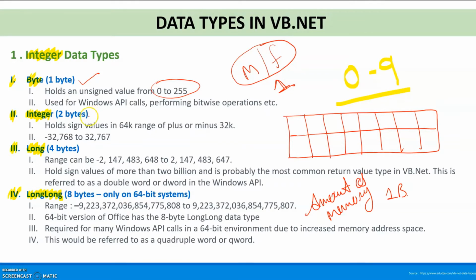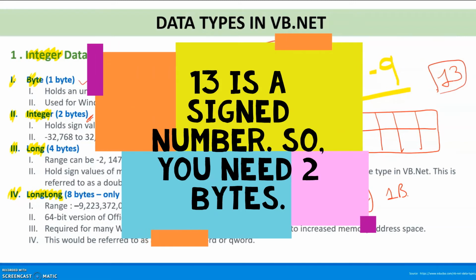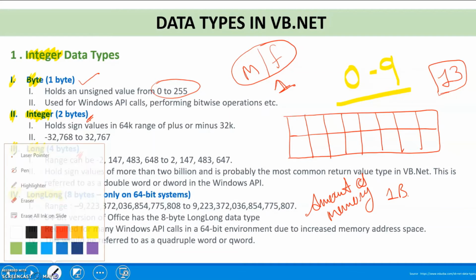But suppose your need is of 2 bytes. Let's say I want to store 13. 13 is a single number, but it cannot be stored in 1 byte, and for that we need 2 bytes, right? So it depends. Long takes 4 bytes of data, and here we have the range.